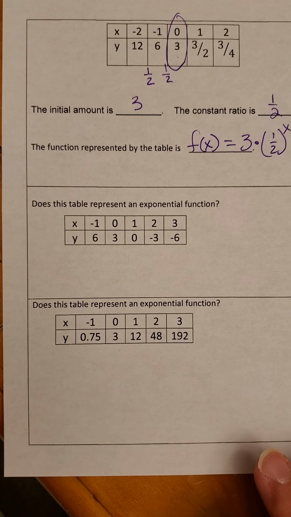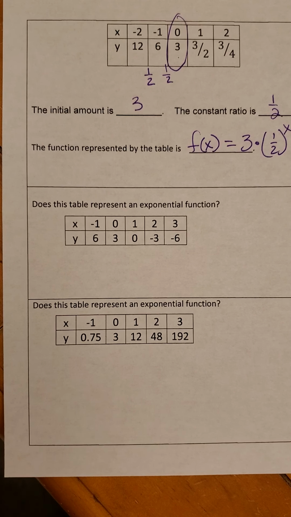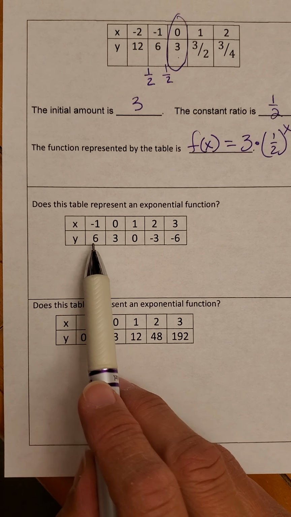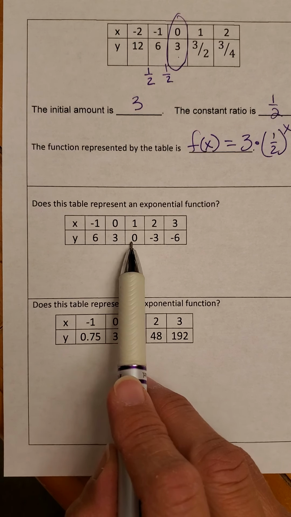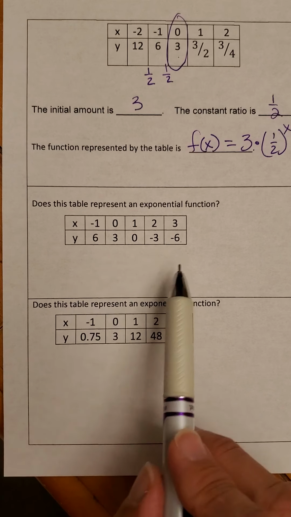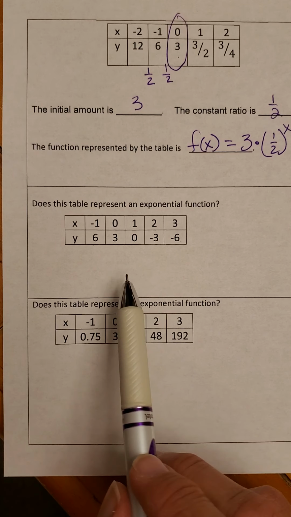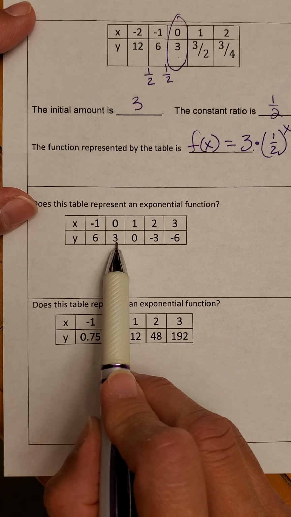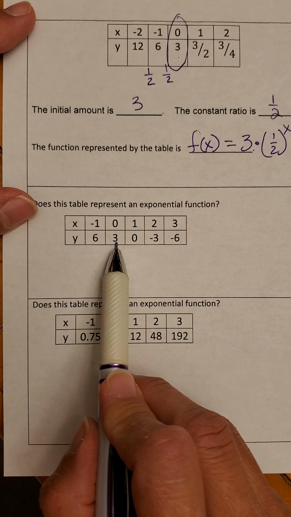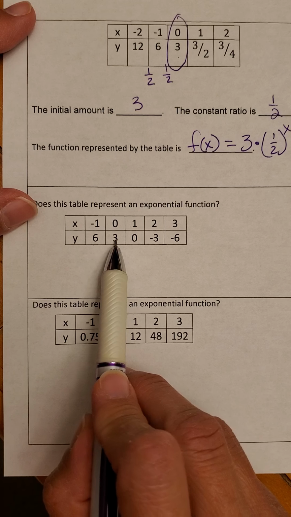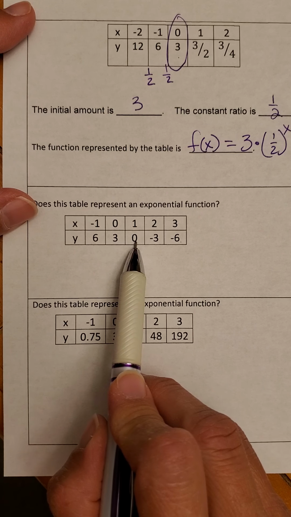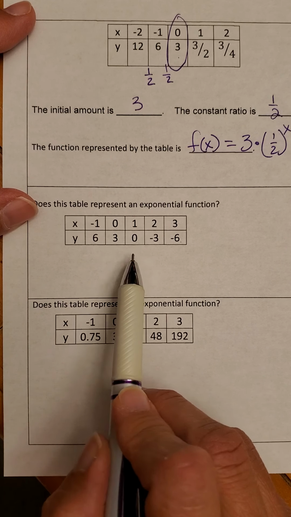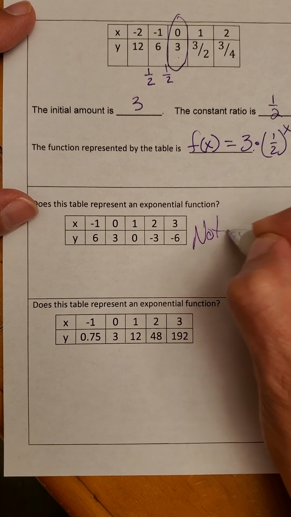Now these two are asking, hey, is this an exponential function? How can I tell? Well, what I do is I say, what would I multiply this one by to get to this? And if it's the same for each y value going down the line, then it's an exponential function. So what would I multiply 6 by to get to 3? Well, we just did that up there, I think, 1/2. Is 3 times 1/2 0? No, it's not. So this is not an exponential function.